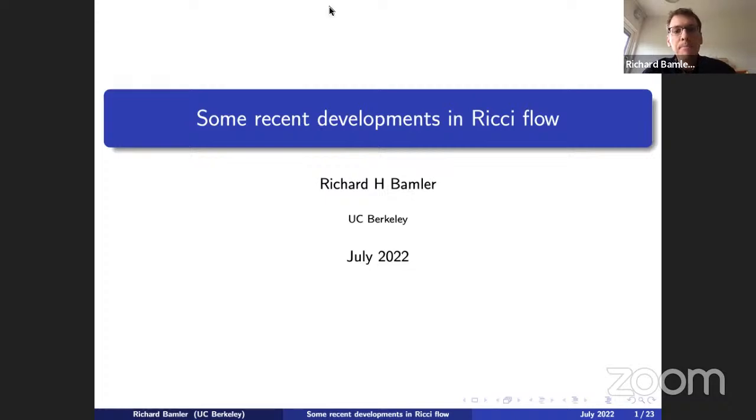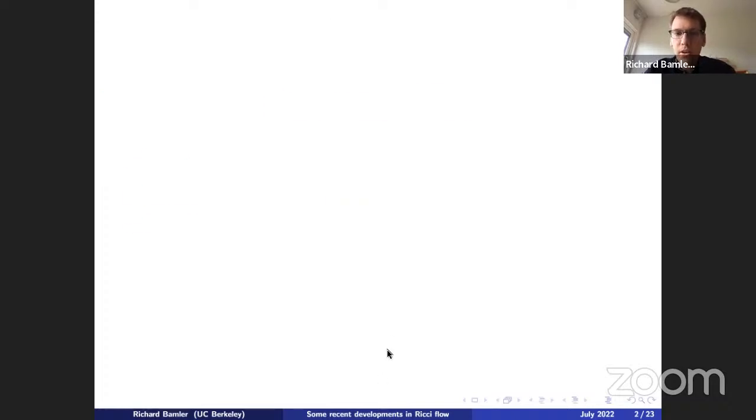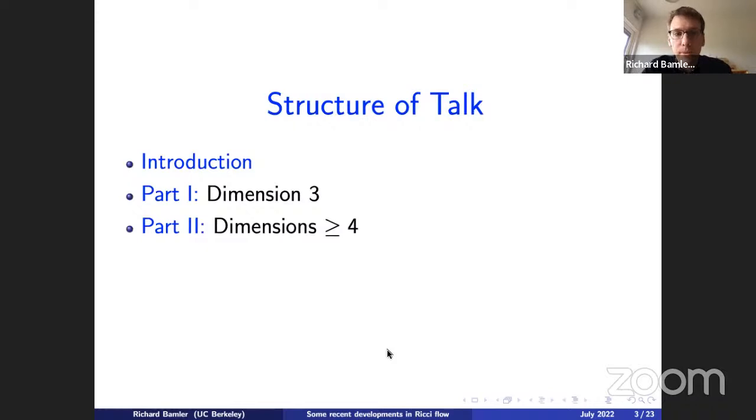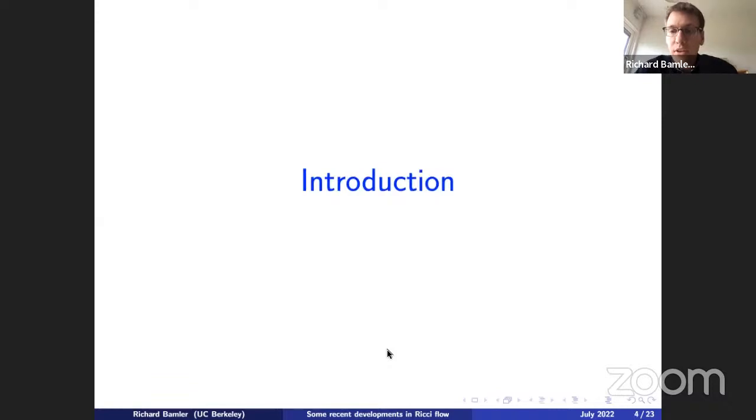All right, so the structure of my talk will be as follows. I'll first give a brief introduction to Ricci flow, and then I'll focus on some recent developments in dimension 3. And then later in part 2 of the talk, I'll talk about Ricci flows in dimensions 4 and higher dimensions, talk about some even more recent developments that may spark some further developments and possibly some further applications.